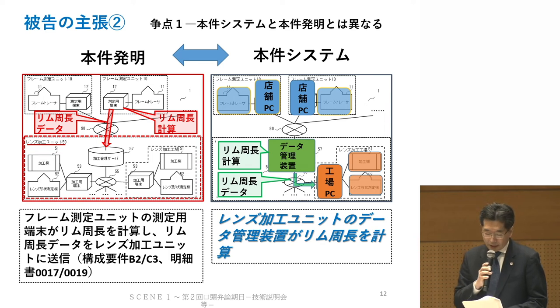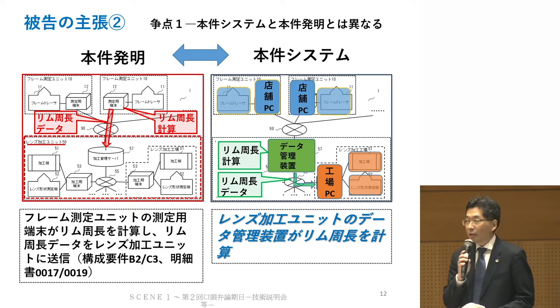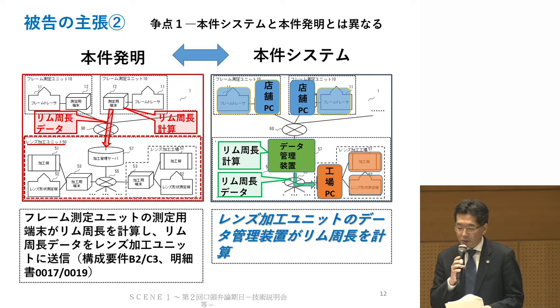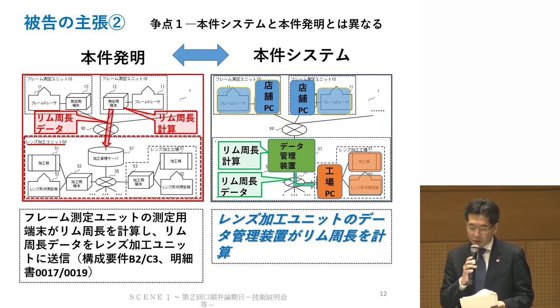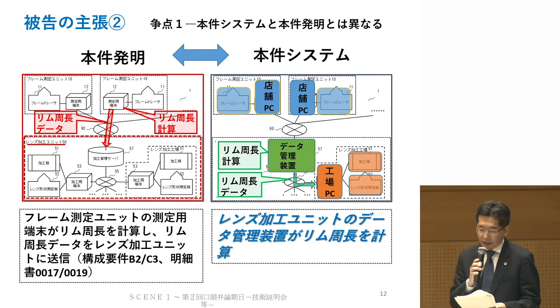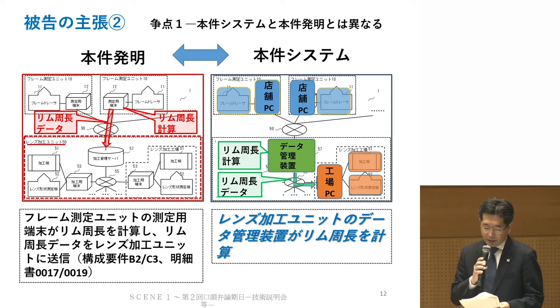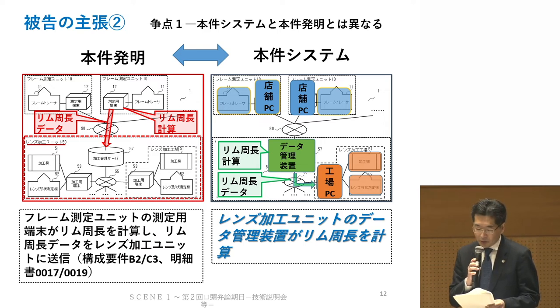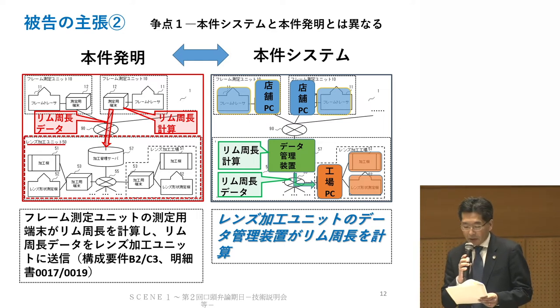And please see the next slide. The figure on the left illustrates the features of this invention based on figure one of the patent. The calculation of the rim circumference length and the transmission of the rim circumference length data to the lens edging units are done by the frame measurement unit installed in each optician's shop, which is based on the technical concept of calculating the rim circumference length for each unit.